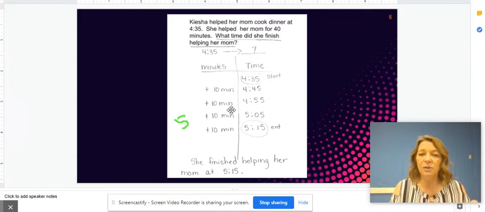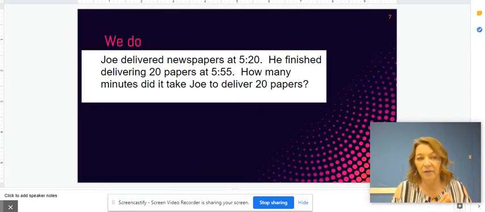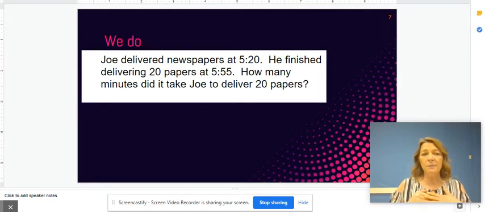So this is 10, 20, 30, 40 minutes that has elapsed, and our end time is 5:15. Let's look at the next problem and see if we can solve that together. Are you ready? We're going to do this one together.